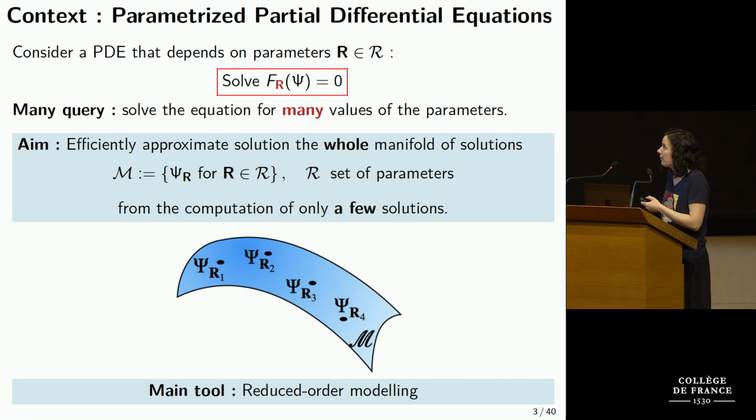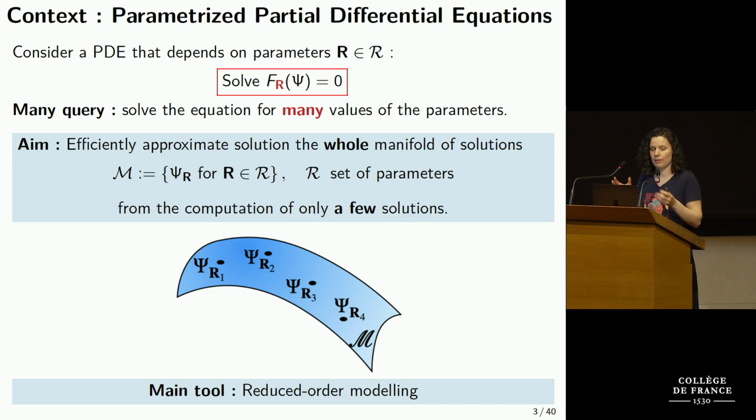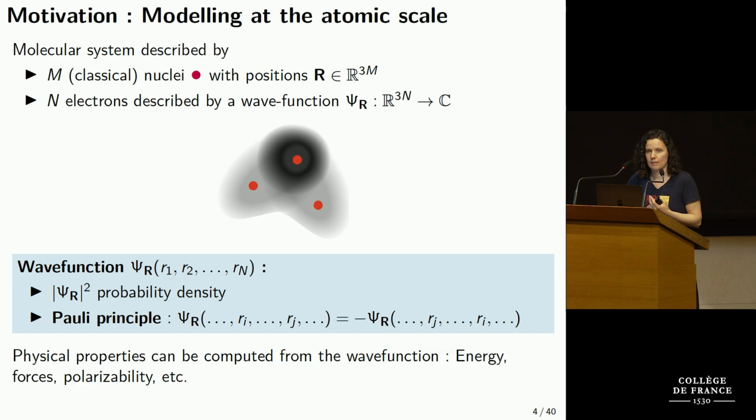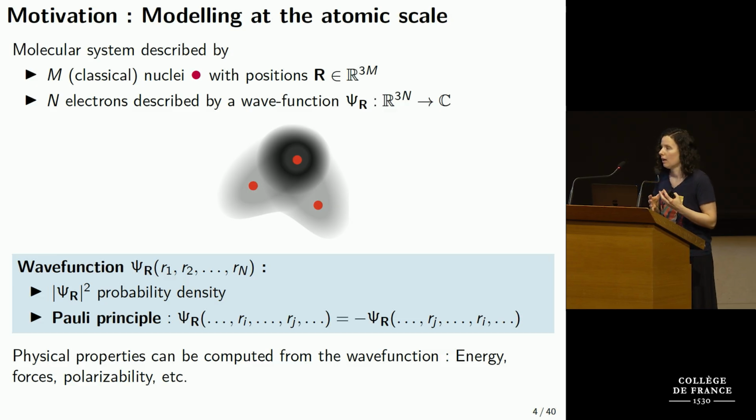Okay, so my framework is really standard. I have a parameterized PDE and my parameter will be denoted by R throughout the presentation. And as many of you here, I want to efficiently approximate the manifold of solutions when this parameter varies. In my case, I'm interested in modeling systems at the atomic scale. So basically a molecular system is usually modeled as a collection of nuclei and electrons.